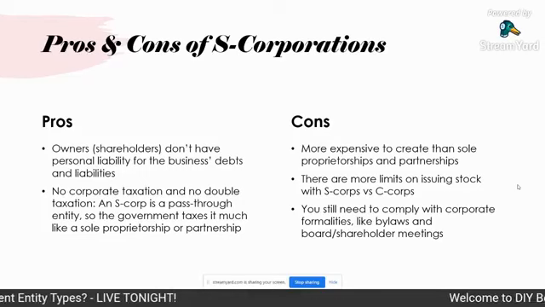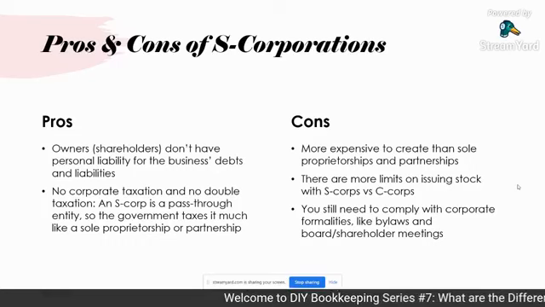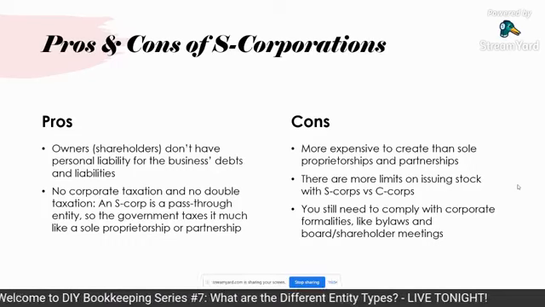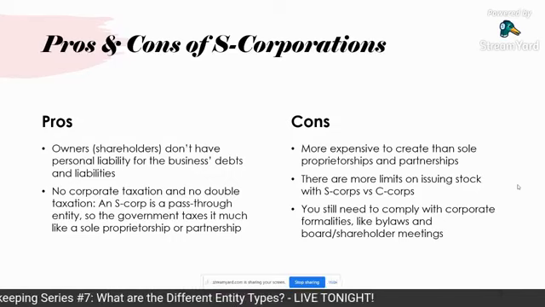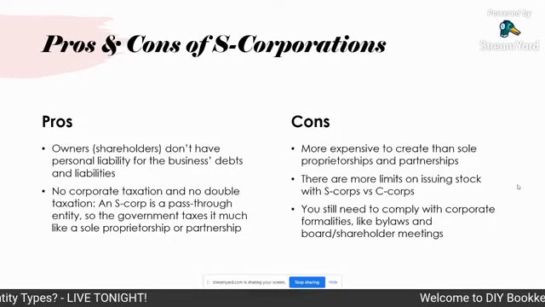Cons are, again, much more expensive to create. There are more limits on issuing stock with S Corps versus a C Corp. And you still need to comply with corporate formalities like bylaws and board and shareholder meetings.